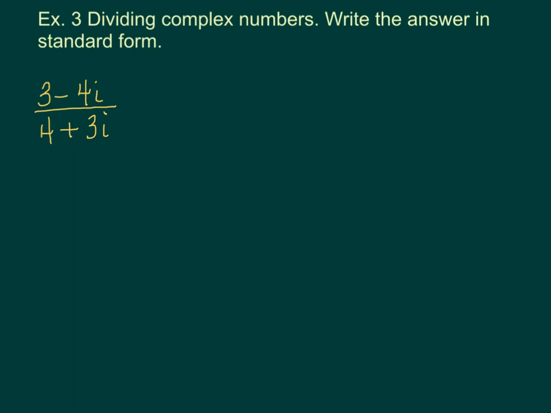The last example is dividing complex numbers. And when you are dividing, what's happening is you have this i in the denominator. And remember, i represents the square root of a negative. And you can't have a square root in the denominator. So what we do is we multiply by the conjugate.